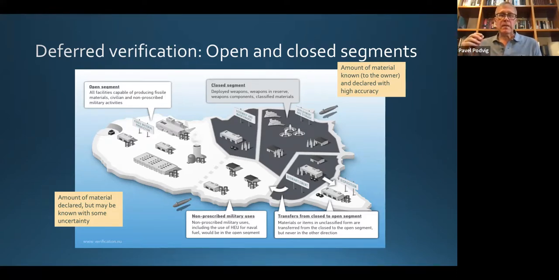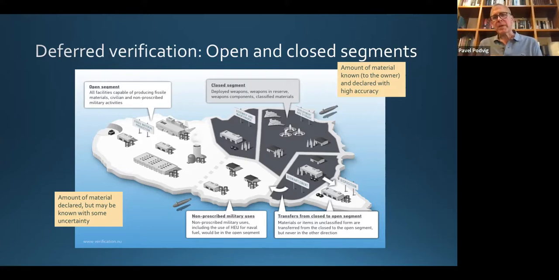The thing is that the amount of material in weapons is known with very high accuracy. I'm sure the amount of material in individual weapons is known down to a gram, maybe even a fraction of a gram. And weapons are countable items, so it is known with very high accuracy. So there is no uncertainty in the closed segment. It is a fixed amount, very well known.